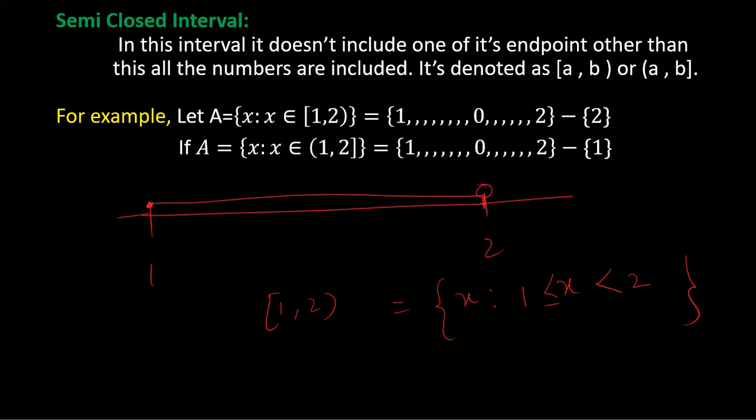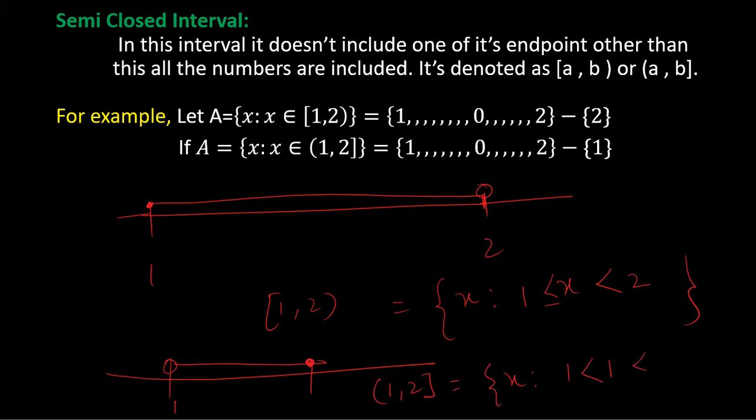This is for 1 closed, 2 open. Let's say this is 1 and this is 2. Now 1 open, 2 closed. That means elements strictly greater than 1 and less than or equal to 2. That means 2 is included in the set but not 1. Clear? Okay.